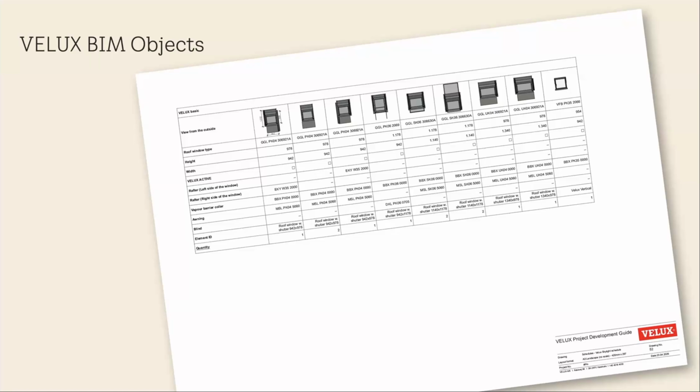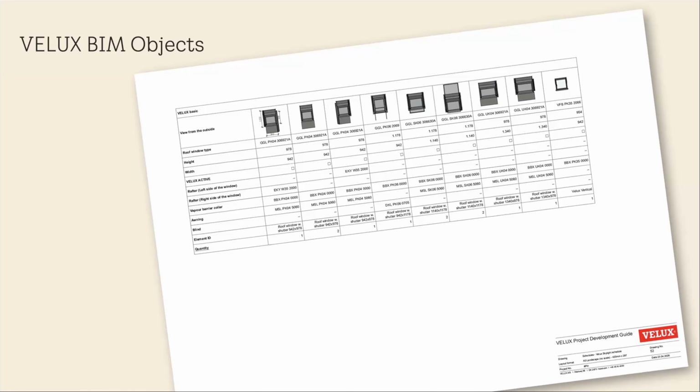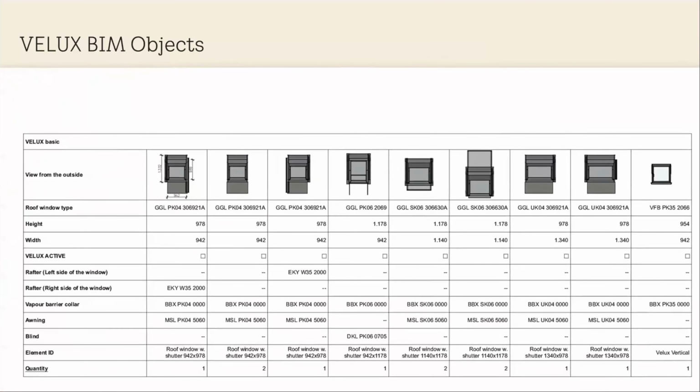So in BIM, window schedules are done automatically, and with the VELUX objects, there's actually also a schedule file that you can import into your project, because it can be a little bit complex to get an overview of all the information you can automatically draw from the objects. So in this example, there's a view of the window on top.